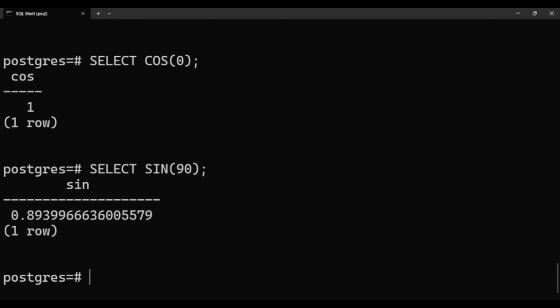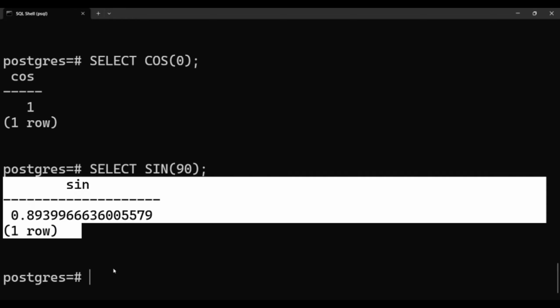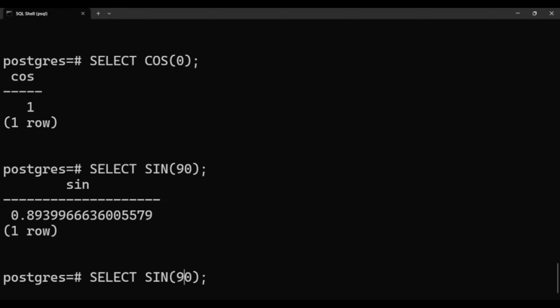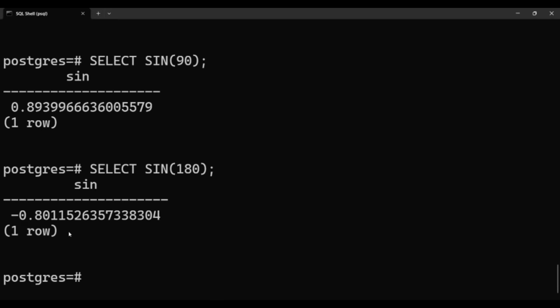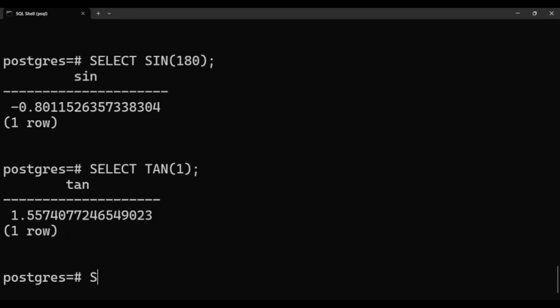So sine of 0, sine of 90, cos of 0, cos of 90, cos of 45 degrees, cos of 60 degrees, cos of 30 degrees, sine of 30 degrees, sine of 90 degrees, sine of 45 degrees, sine of 60 degrees. Like that you can give anything you want to calculate, and it will give the answer. Select whatever trigonometric function you want, and give the value you want.